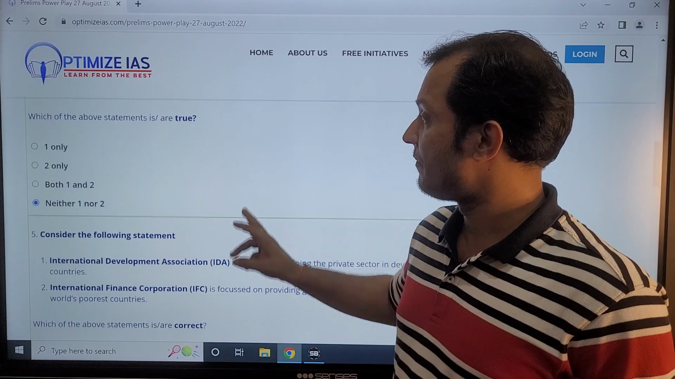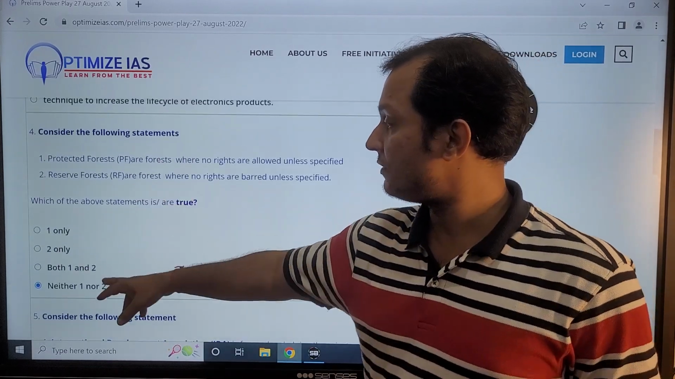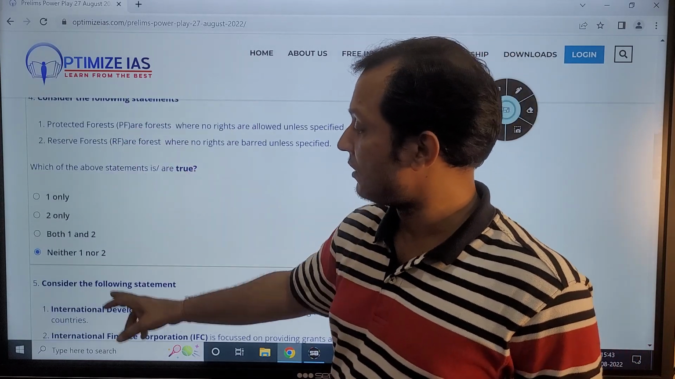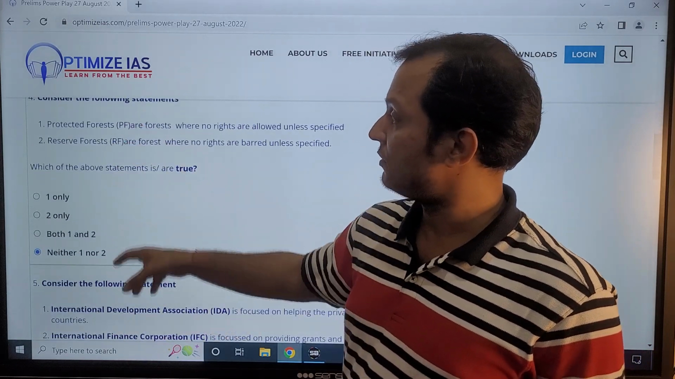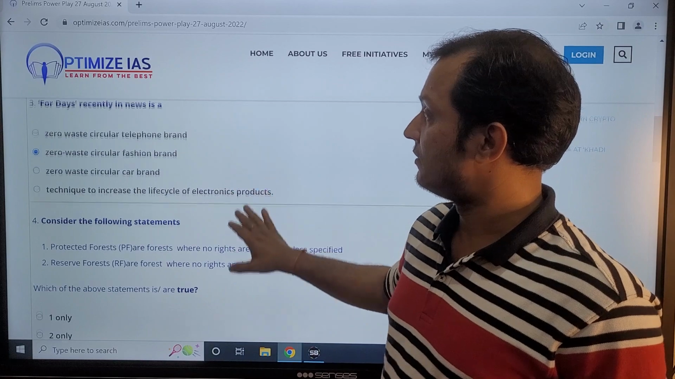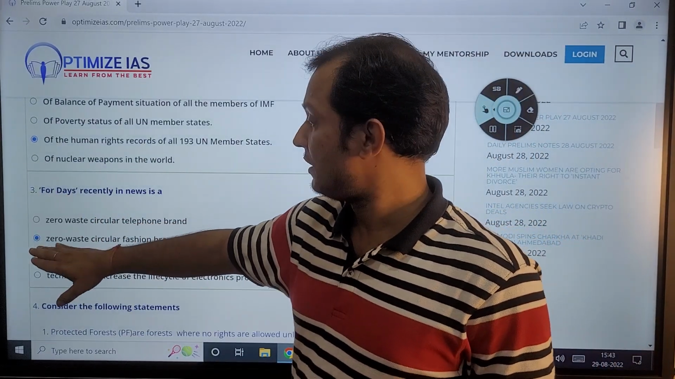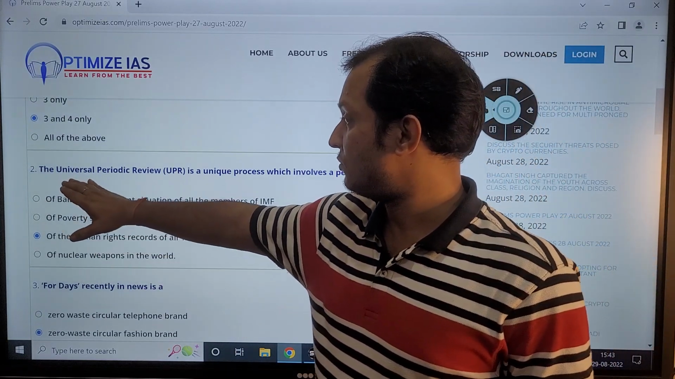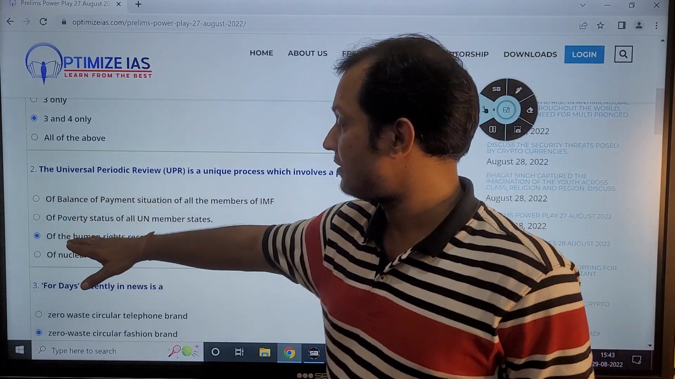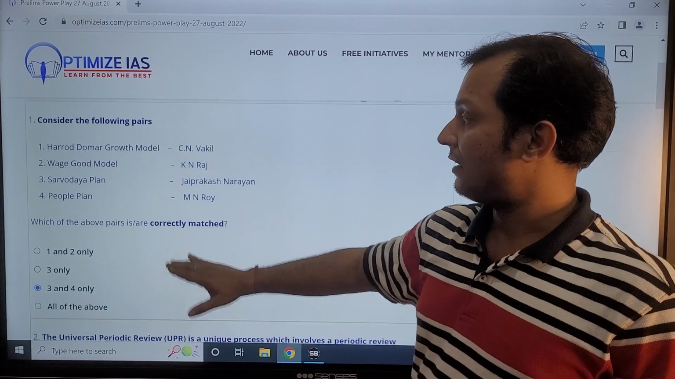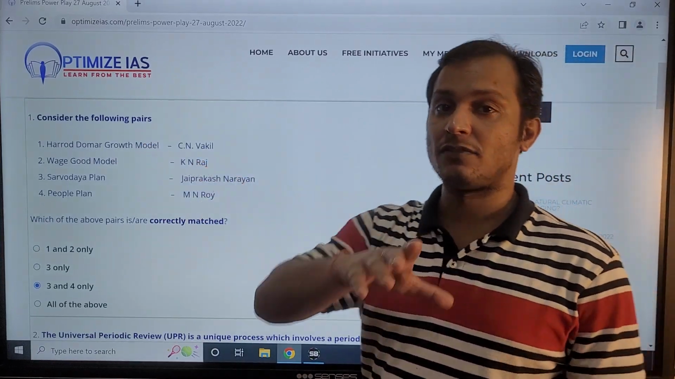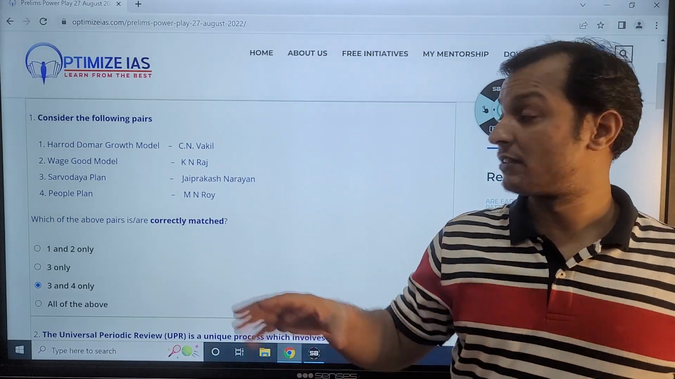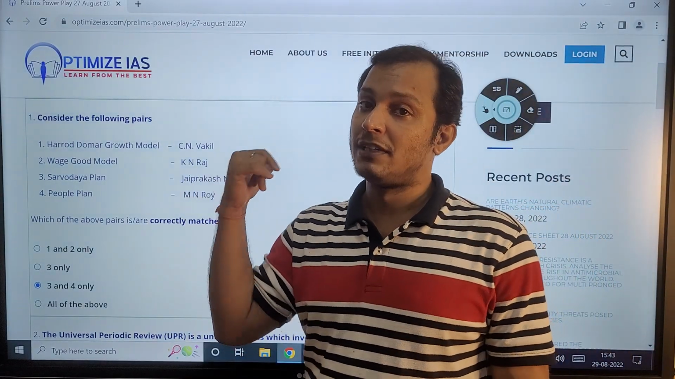You see here the 5th, this is both of them correct. This also, both of them are incorrect. These 2 questions we can solve using option elimination. This 4th one is a very important concept. It's a zero waste circular fashion brand. And Universal Periodic Review is on human rights, a review of human rights, and this question is on match the following. This was a very conceptual question which many of you might not be knowing. It's very important. I hope I was able to explain it to you.